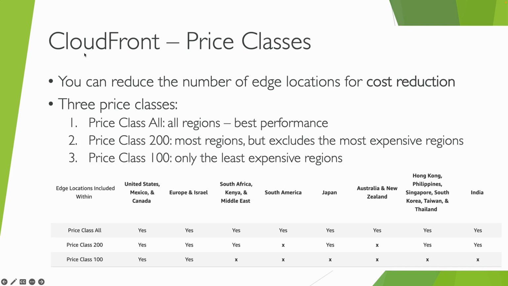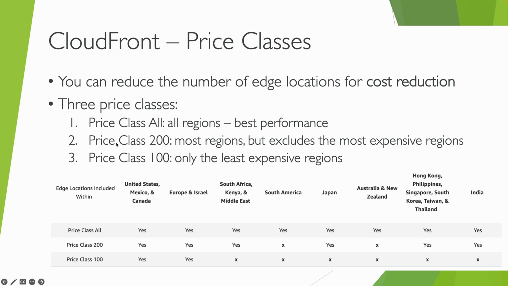So we have some price classes also. Say your application is hosted in the Europe region, and you don't want any other regions or any other edge locations to access it. Then also you can go for a price class. There are 3 price classes. One is Price Class All. In this, all regions will be enabled, which means you will be using all the edge locations in all the regions.